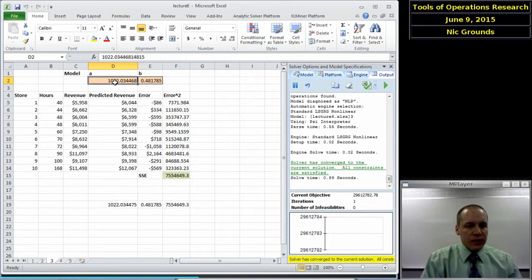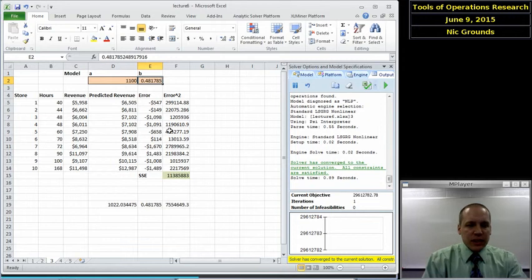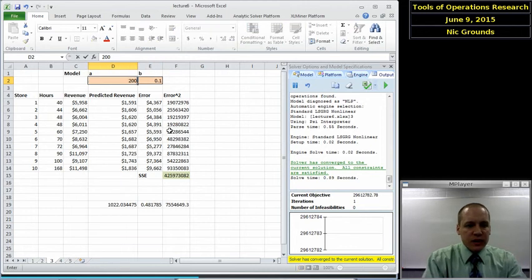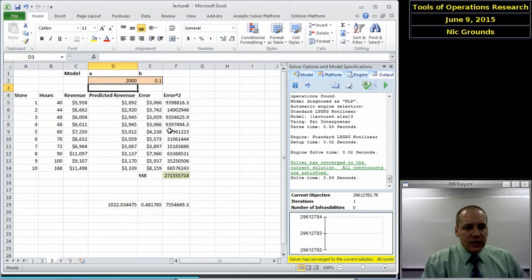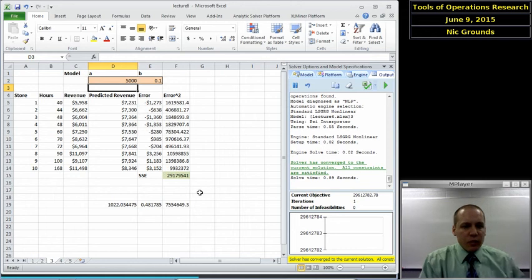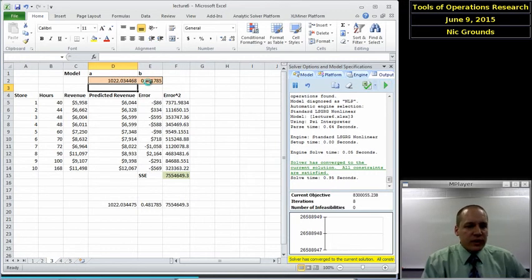Okay, so maybe let's start from 1100. And let's see if we can get a real low value of B and maybe a very high value of A, such that we would predict with a fair amount of accuracy. Okay, and let's rerun the solver. So a new starting point, and it's converged back to the same one.